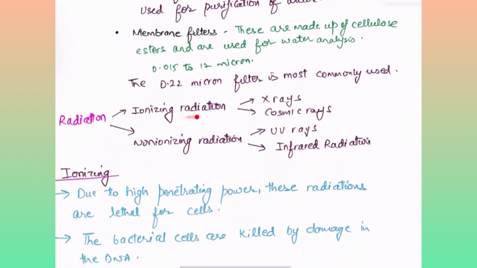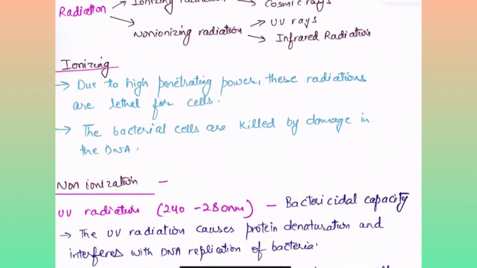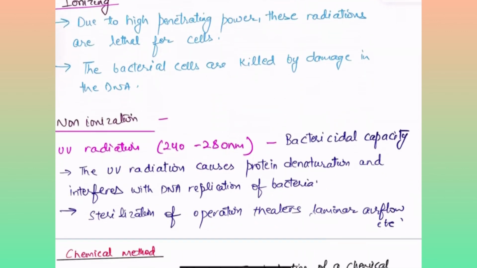Radiation: ionizing radiation and non-ionizing radiation. Ionizing radiation includes X-rays and cosmic rays, and non-ionizing radiations are UV rays and infrared radiation. Ionizing: due to high penetrating power, these radiations are lethal for cells. The bacterial cells are killed by damage in the DNA.